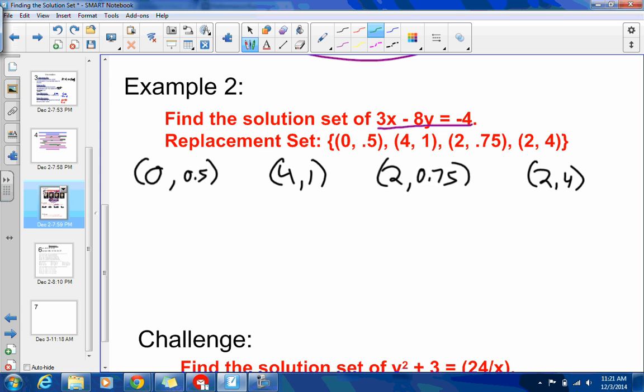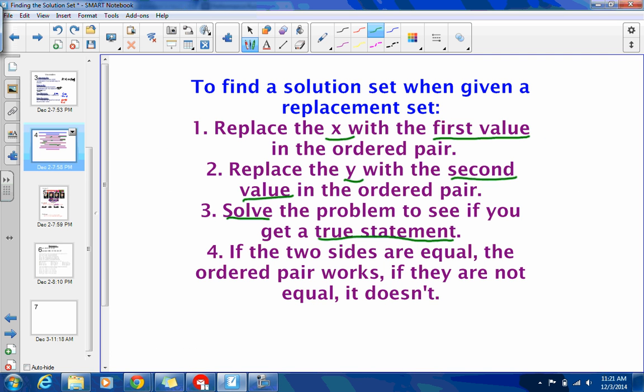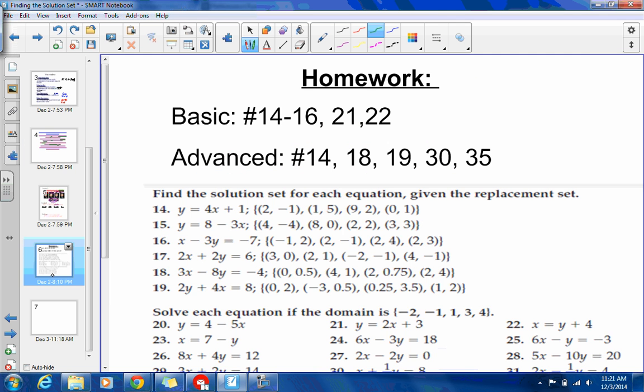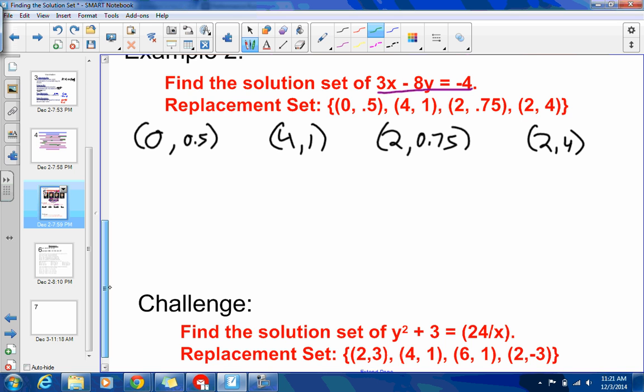So this first one, look back at our steps. Replace the x with the first value and replace the y with the second value in the ordered pair. So the first value is 0, so we'll replace the x with 0. So we have 3 times 0, and then replace the second value with the y, minus 8 times 0.5, or 1/2, equals negative 4. We'll do some simplifying on the left side. This cancels out because that's 0. Negative 8 times 1/2. So 1/2 of negative 8 would be negative 4. Equals negative 4. So that's true.